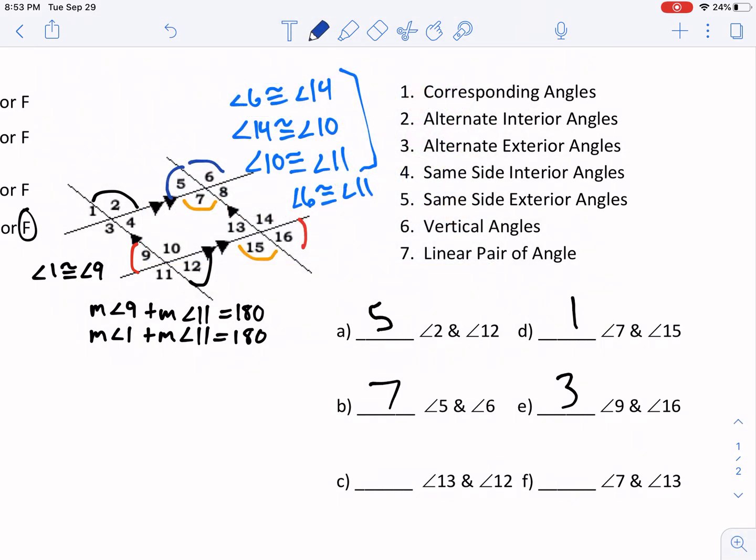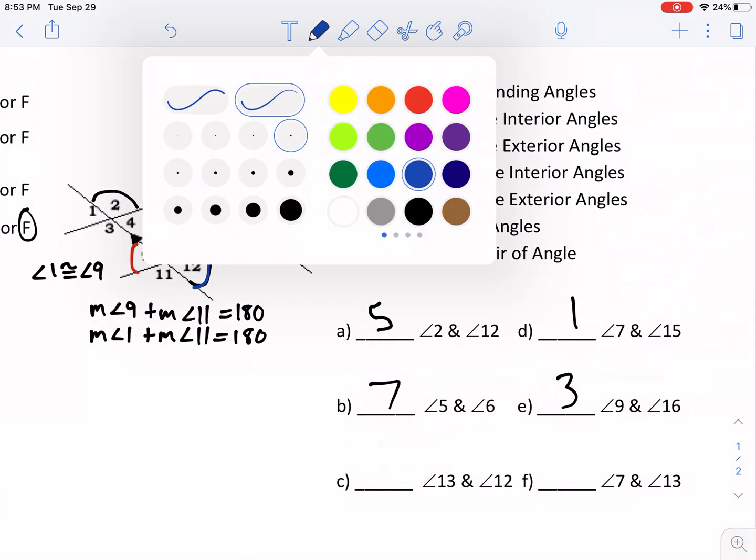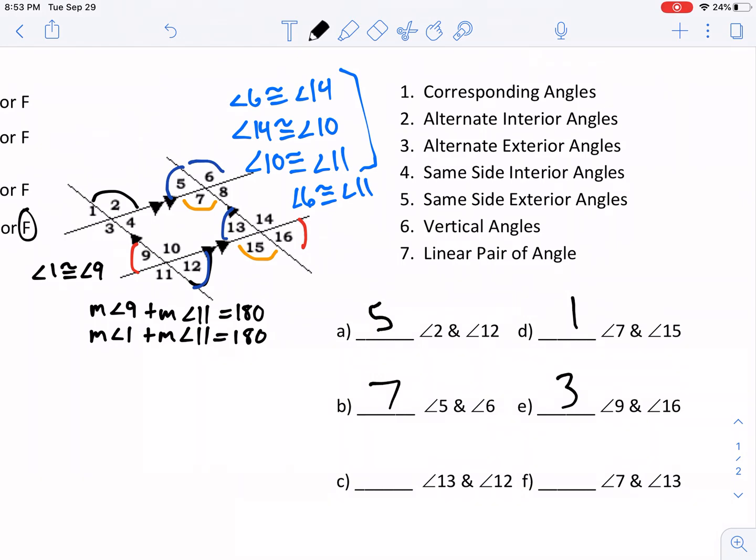Then we have angle 13 and angle 12. Okay, angle 13, there you are, and angle 12. Well, those guys, they're on opposite sides of this transversal. They're on alternate sides. However, they're on the inside of the two parallel lines. So what would that be? Alternate interior. Alternate interior. So that guy is number 2. Okay, so alternate interior angles.